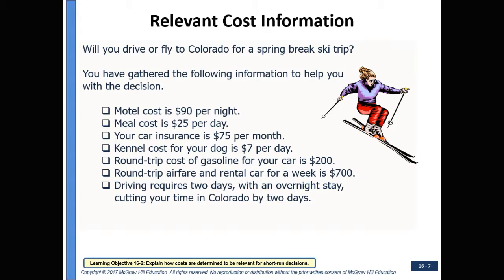As shown on this slide, there's a bunch of information that you're going to take into consideration to help you make that decision, such as the cost of motels per night, meal costs per night, what your car insurance is, kennel costs for your dog, the amount of gasoline for your car, the round-trip airfare or rental car for a week, how long it takes to drive, and what that's going to do as far as your time at your destination.